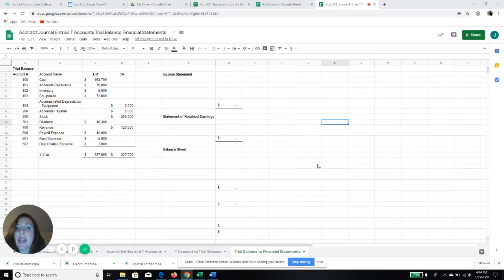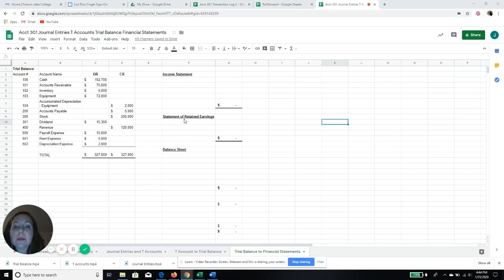Welcome back. In the final step, we are going to take our trial balance that we created in the last video, and we are going to use the numbers and accounts to create our three basic financial statements. We're going to do them in a very specific order. We're going to start with the income statement because we will use information from that to create the statement of retained earnings. And then we'll use information from the statement of retained earnings to create the balance sheet. So the order is important because of that.